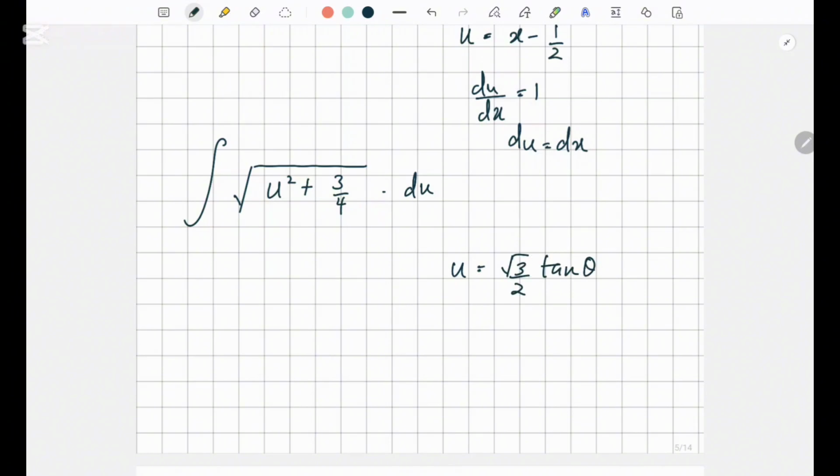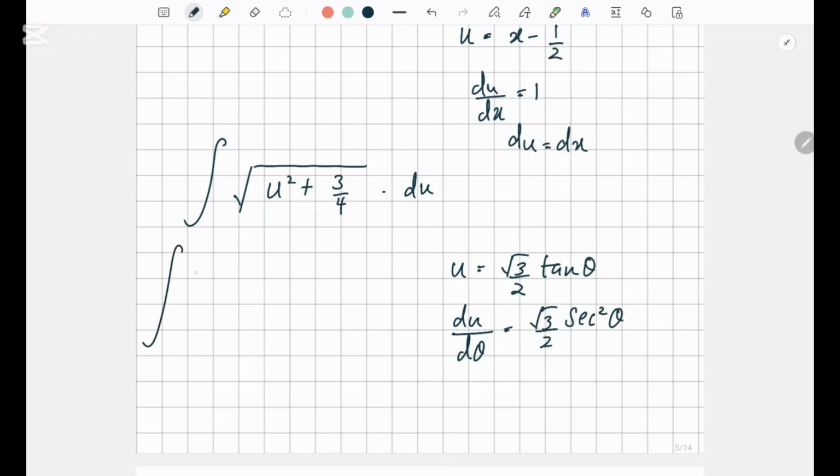Now the reason I take this substitution is you can see when I take u squared I get 3 over 4 tan squared theta, and then we could take 3 over 4 out from the root, and then tan squared plus 1 will give you sec squared theta, right? Let me just show it to you guys. We take this substitution. Now let's differentiate this. So du over d theta equals root 3 over 2 sec squared theta.